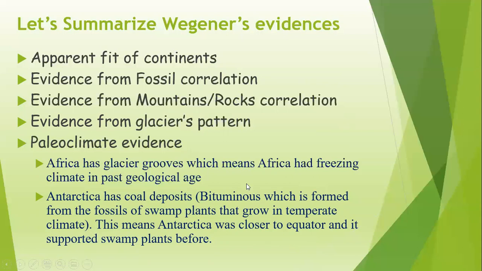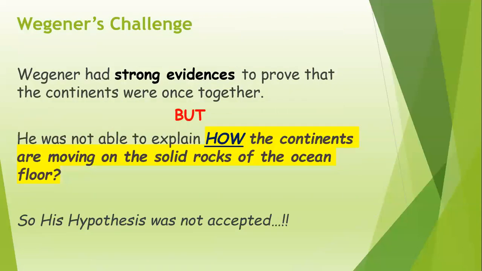Okay. Now, after collecting all these evidences, Wagner went to the scientific community. He said that, see, I have worked on all these evidences. I have very strong evidences, and he gave his work, and he wanted to build his hypothesis into a theory. But what happened? There was a big challenge that Wagner faced. Wagner had very strong evidences to prove that the continents were once together, but he was not able to explain how the continents are moving on the solid rock of the ocean floor.